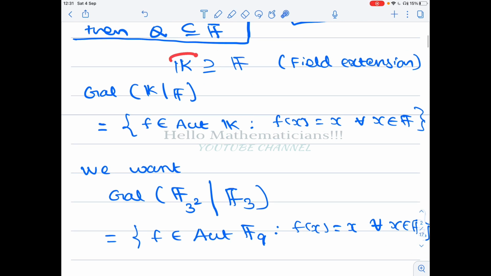Now, suppose K is a field containing another field F. This is called a field extension. So, what is the definition of the Galois group of the field extension? You have to collect all the field automorphisms. The automorphisms of K, meaning field automorphisms of the field K, such that each automorphism fixes the elements of the smaller field pointwise. That is called the Galois group of K over F.